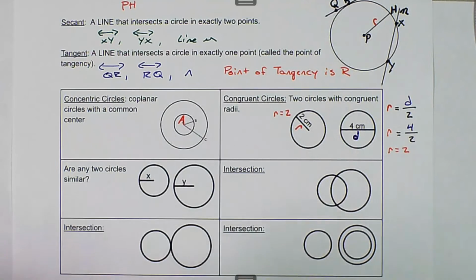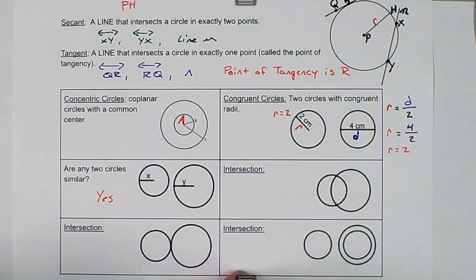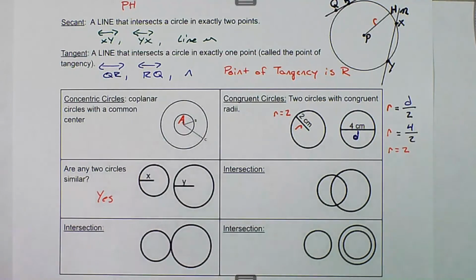Are any two circles similar? And the answer to this is yes. The short answer. The long answer, yes, they're similar, because there's a scale factor that we could apply to either one of these to make it match exactly with the other one. So we don't have to check for any size or any angles. If we are told that they are circles, then we know that they are similar.